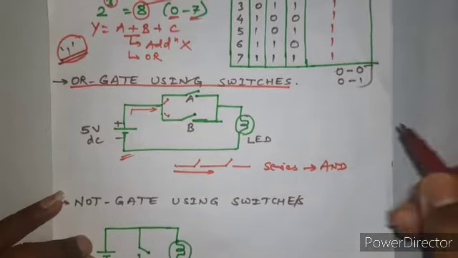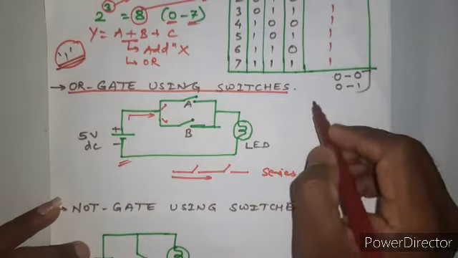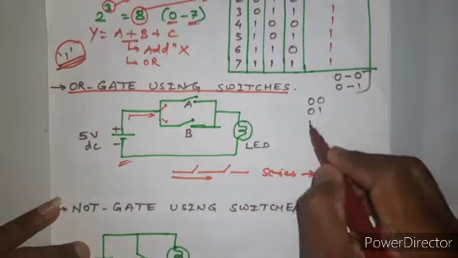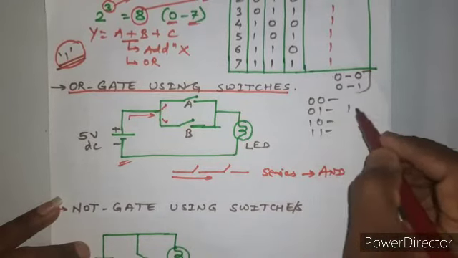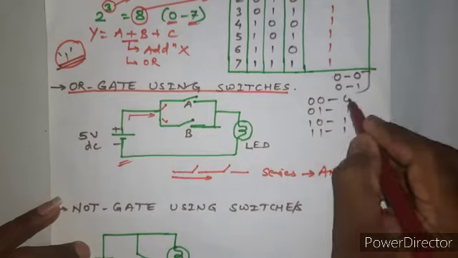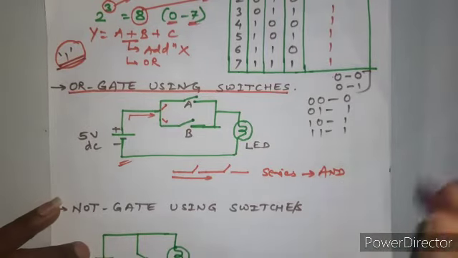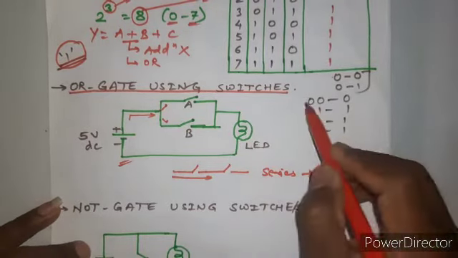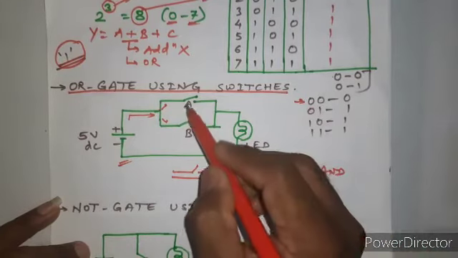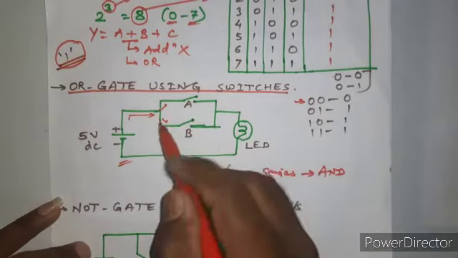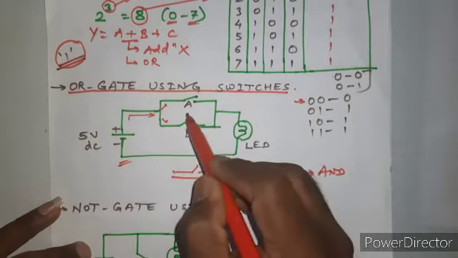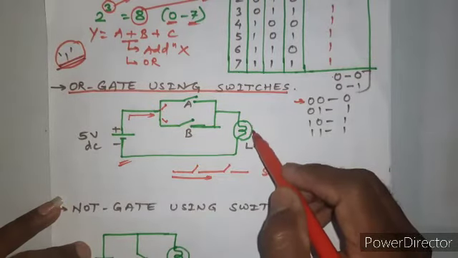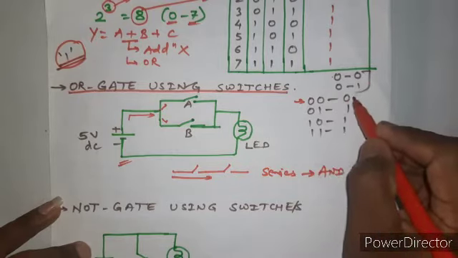So what is the truth table of this OR gate? 2 input: 0 0, 0 1, 1 0, 1 1, right? So if any of the input is 1, output is 1, otherwise output is 0. So let us verify this. Now here in this condition both switches are open, right? So there is no chance of this current flow, and this LED will remain off.